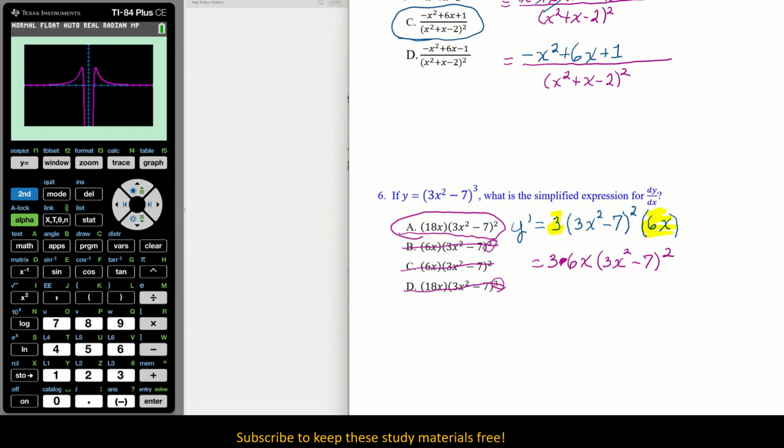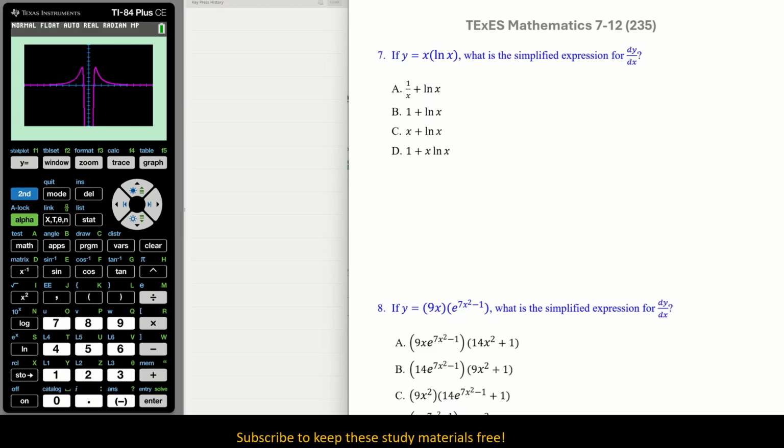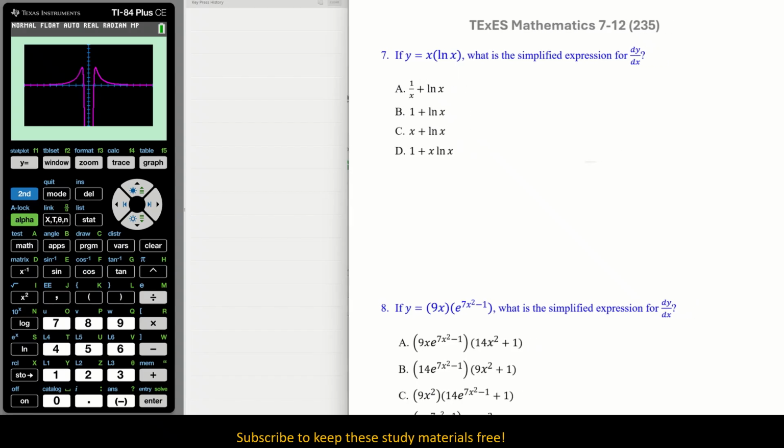Okay, all right, let's go to number 7. Number 7, if y equals x times ln x, what is the simplified expression for the first derivative? Okay, there's a couple of rules being used here. First rule is that when you see these things, that actually we have two things being multiplied together. We have a variable times a logarithm, okay? So how do we deal with that? This is what we do. Okay, whoops, sorry about that.